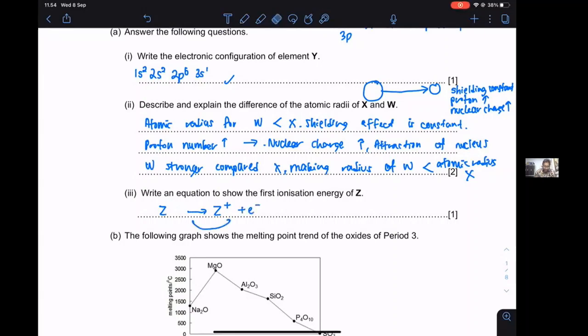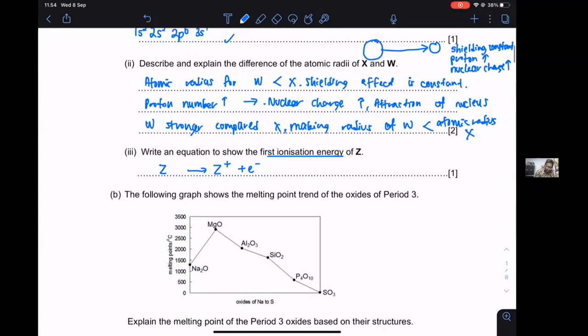So do remember, if you answer like this, you will get 0 mark. Because in order to write the first ionization energy or any ionization energy, you need to make sure that you are removing the electron in the form of gas, and the ion that you get must be in gas. This is very, very important.